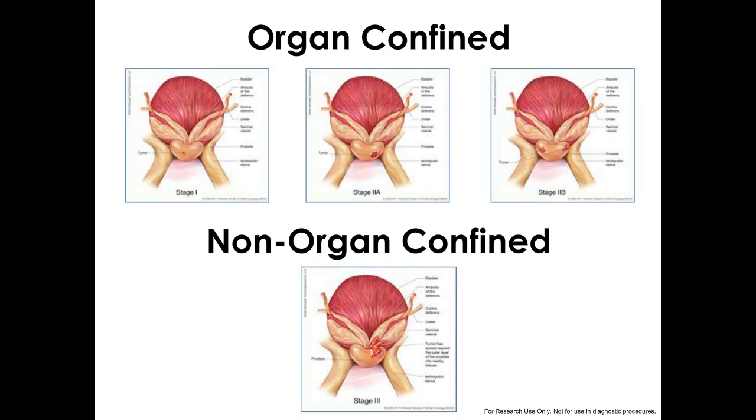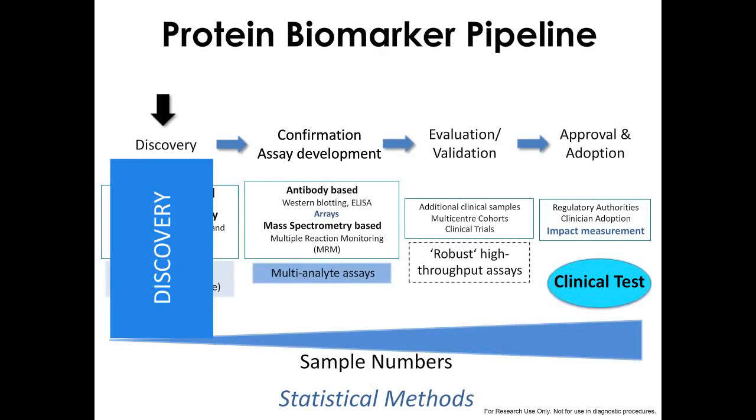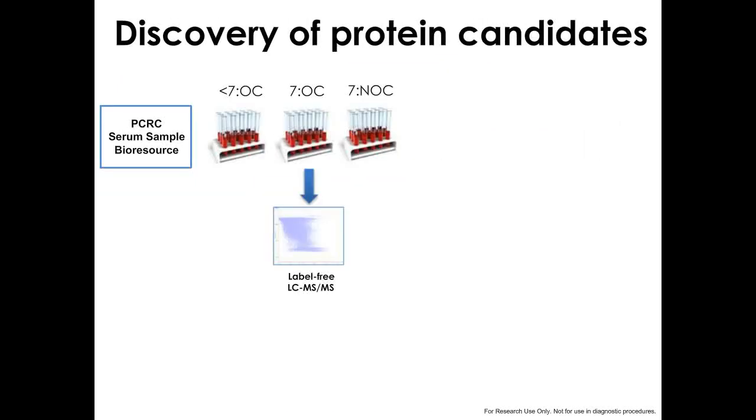So armed with that piece of information and that desire, we began the discovery process. And in this case, the discovery process began with taking serum samples from men who either had organ-confined disease or non-organ confined disease and subjecting that to standard label-free LC-MS proteomics discovery.